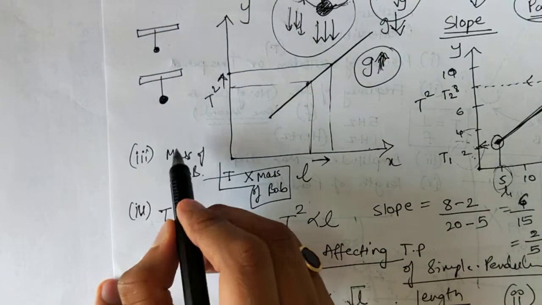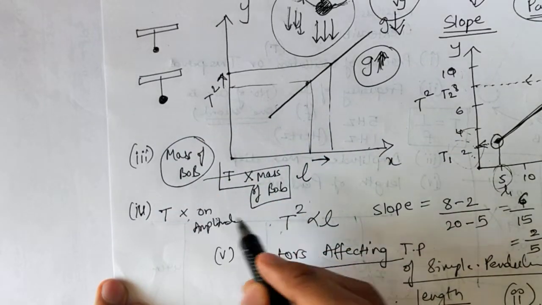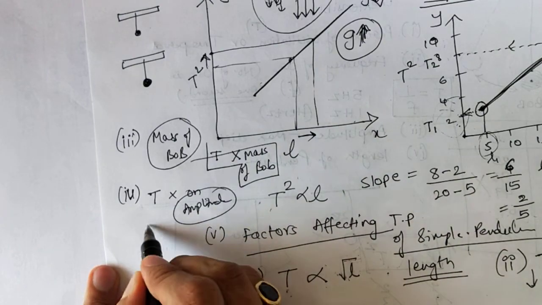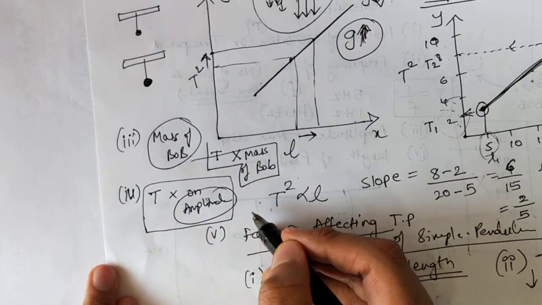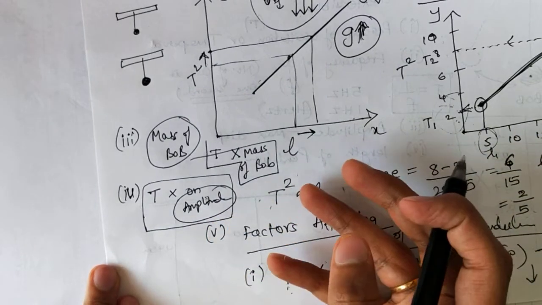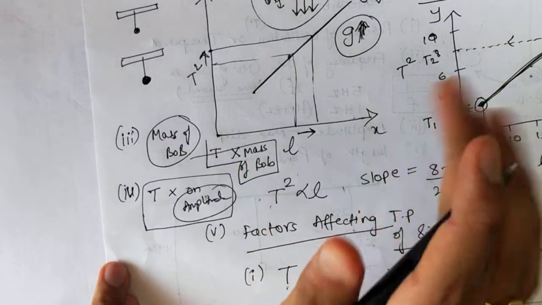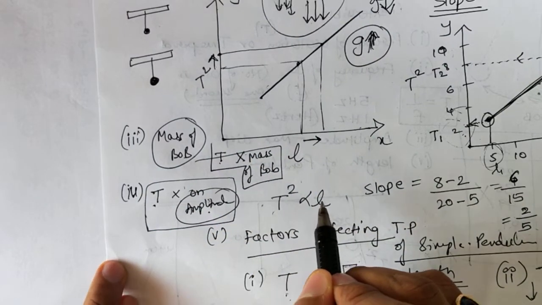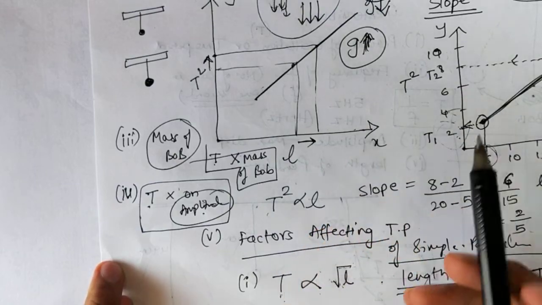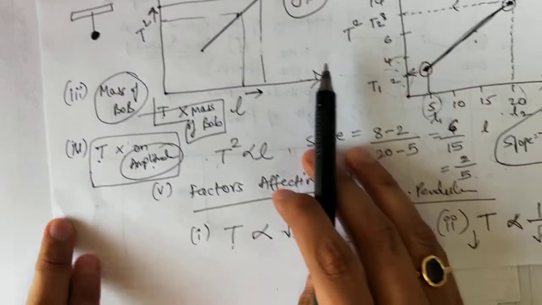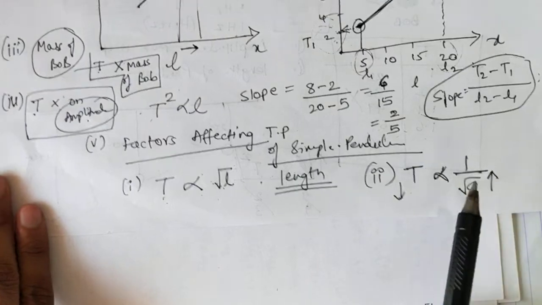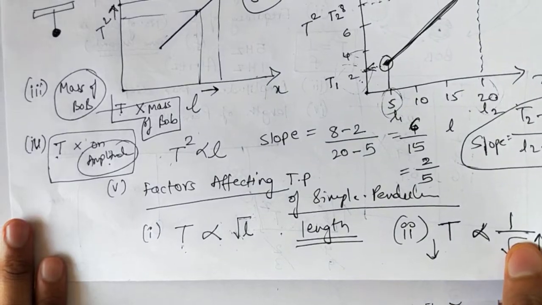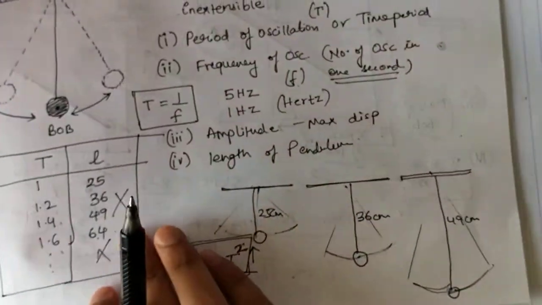So the time period will not depend on two factors, the mass of the bob and the amplitude of the bob. Now there is a very big explanation for why it does not depend upon the amplitude, but it is not in the syllabus, so we just have to study the main points here. The time period does not depend on amplitude, and it does not depend upon the mass of the bob. So we have studied four factors: length, gravity, mass and amplitude. That's it about the pendulum topic.